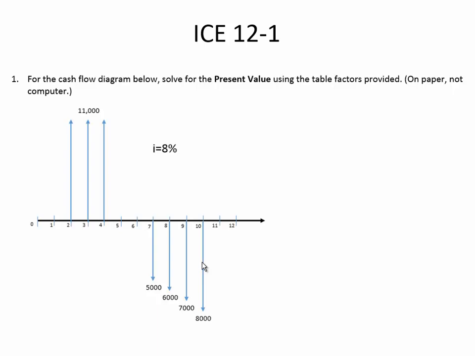And so the 8% table is there at the bottom. We're not using Excel for this one. I'd like you to do step by step, summarize what you're moving where, and then let's see if you can get the present value of the entire cash flow at year 0.